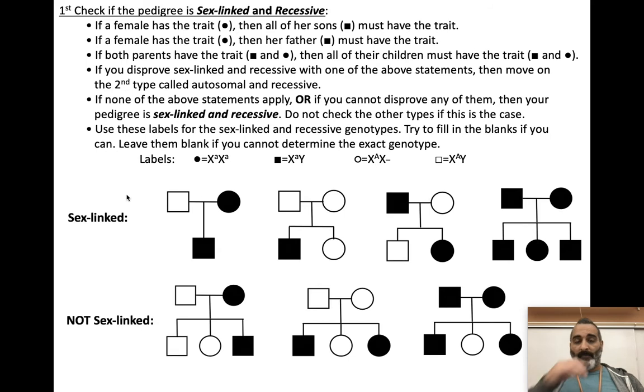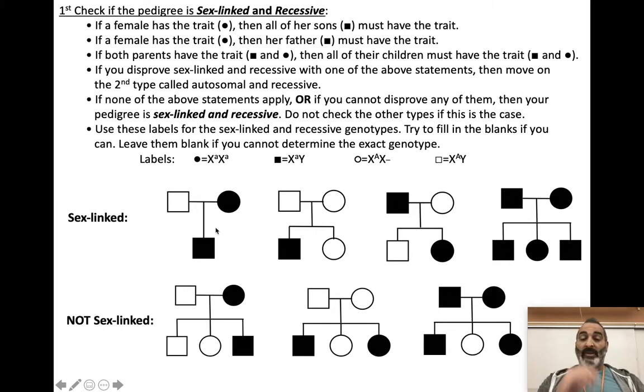So let's go through them. First statement: if a female has a trait, then all her sons must have the trait. See this female? Keyword: if. She has it. Does her son have it? Yes. That's her only child. One son, one child, and he has the trait. So far, this works. This shows me that this one is sex-linked so far.